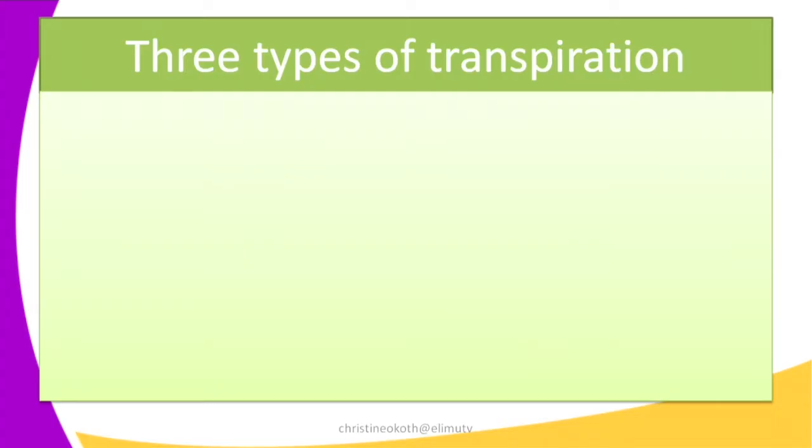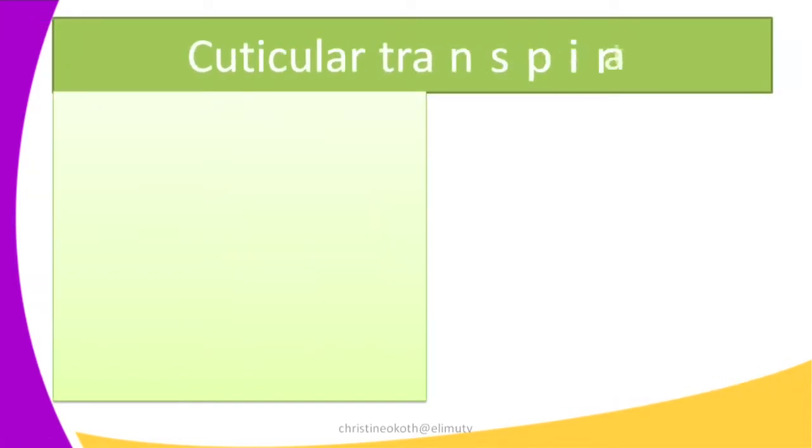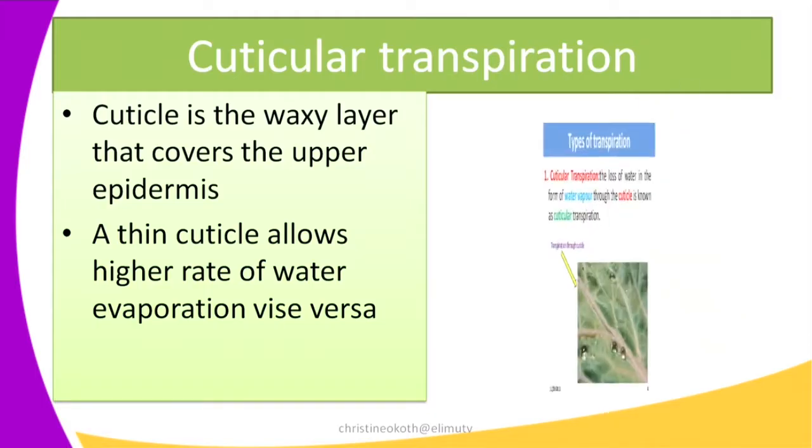So we move forward, let us look at the three types of transpiration that we have. First, we have the cuticular transpiration, we have the lenticular transpiration, and lastly, we have the stomatal transpiration. We're going to look at each of these three types of transpiration, and we're going to start with the cuticular transpiration. So what is this?